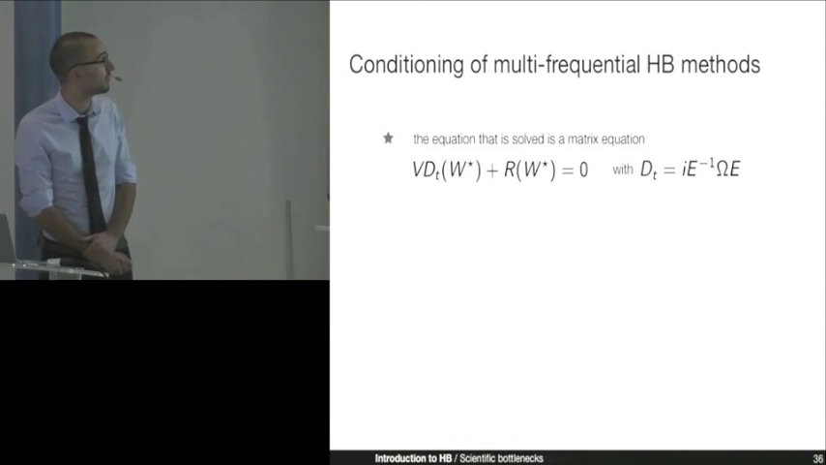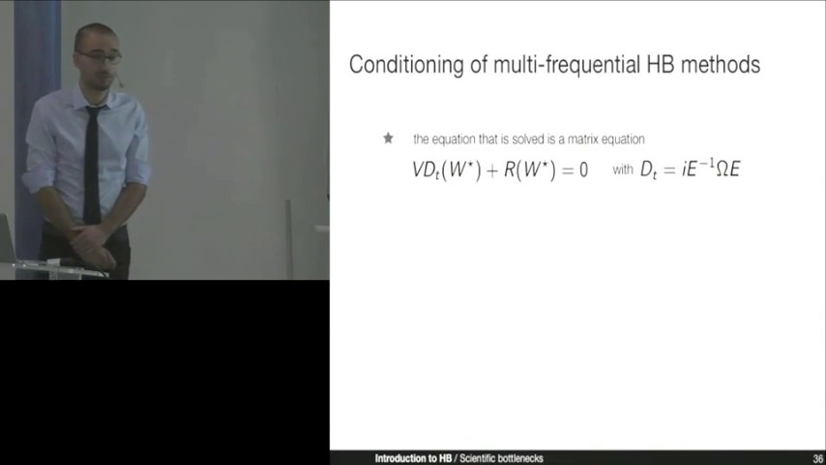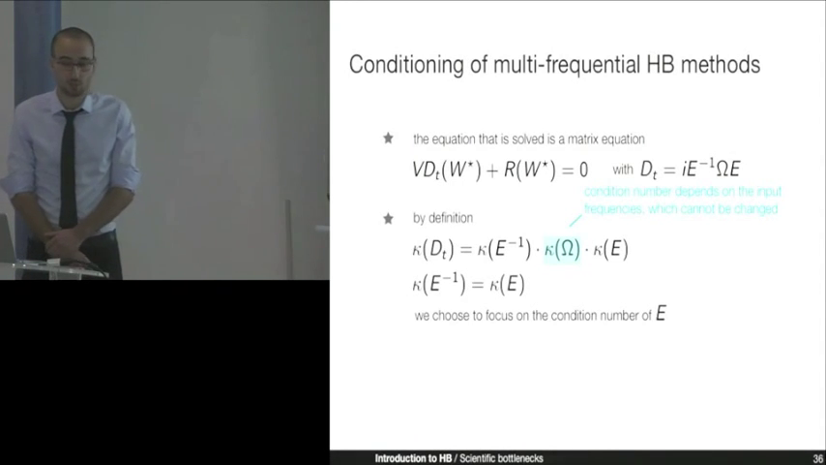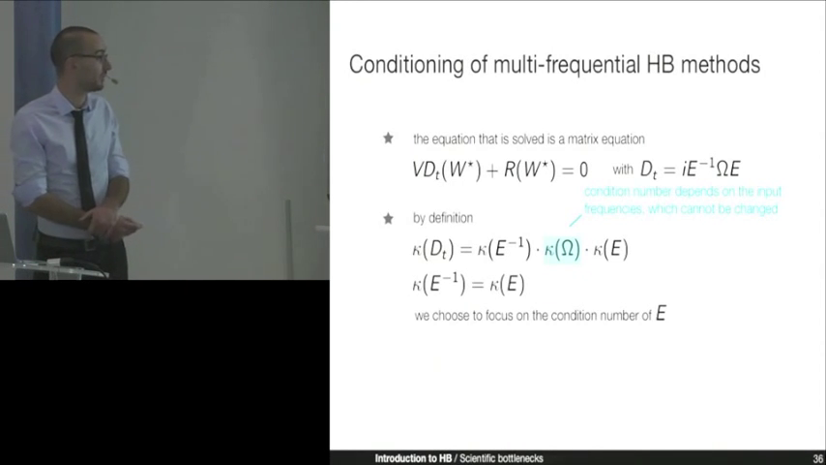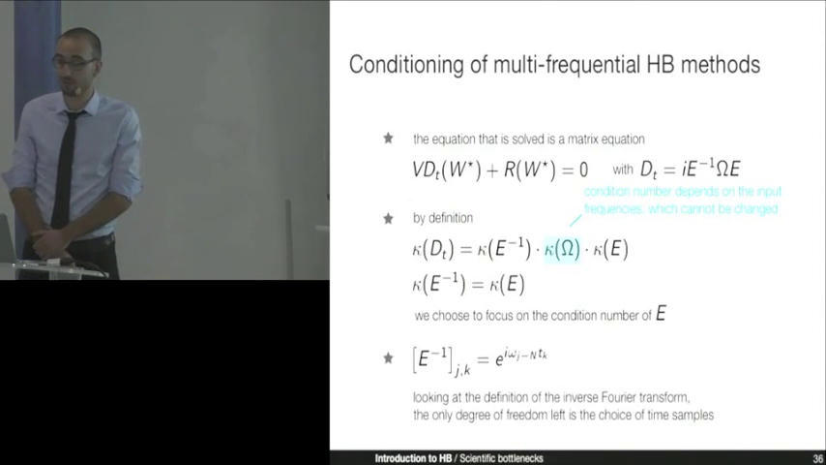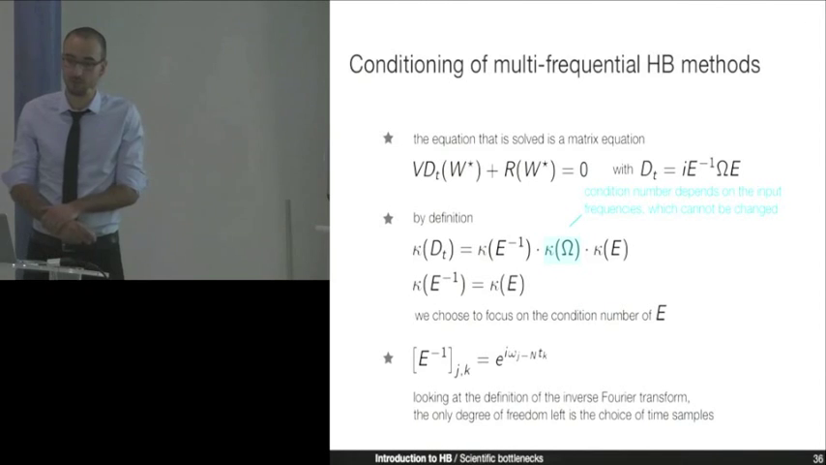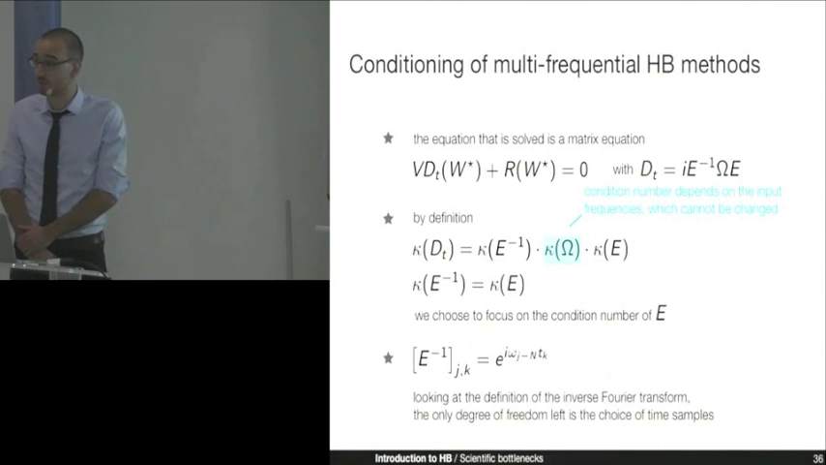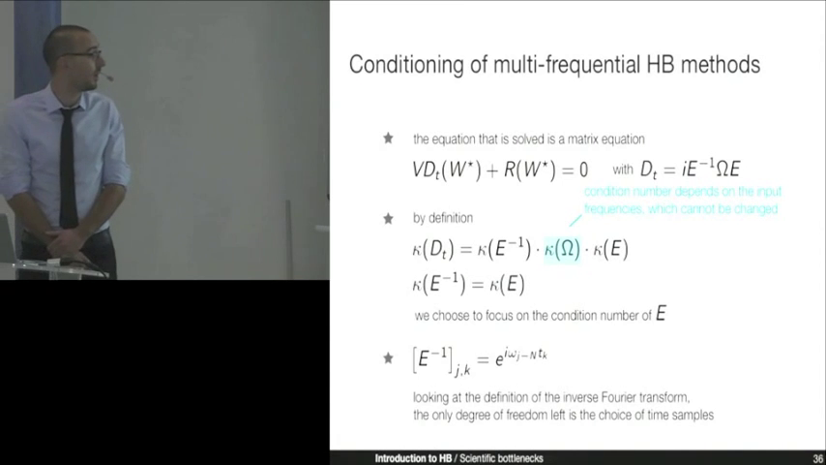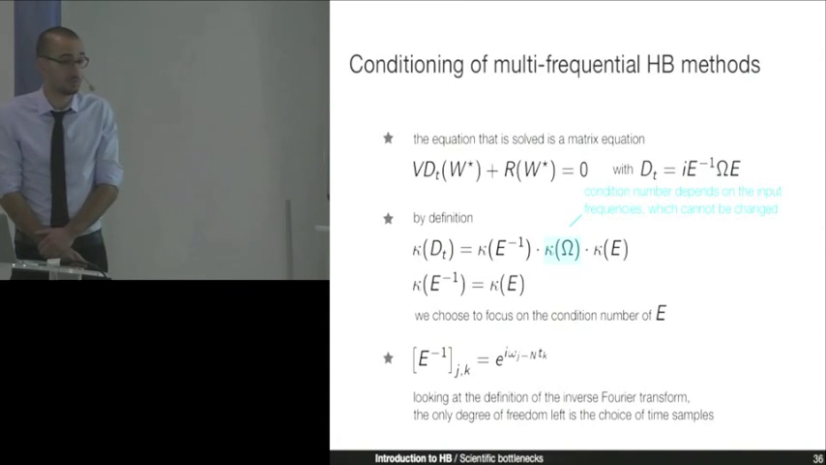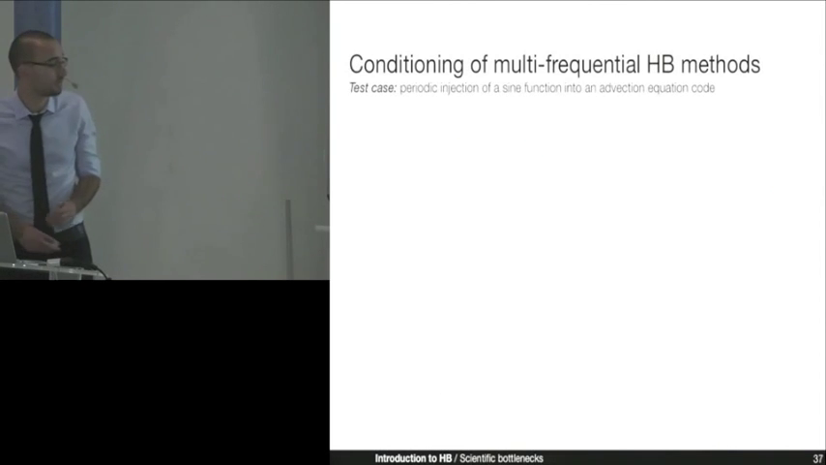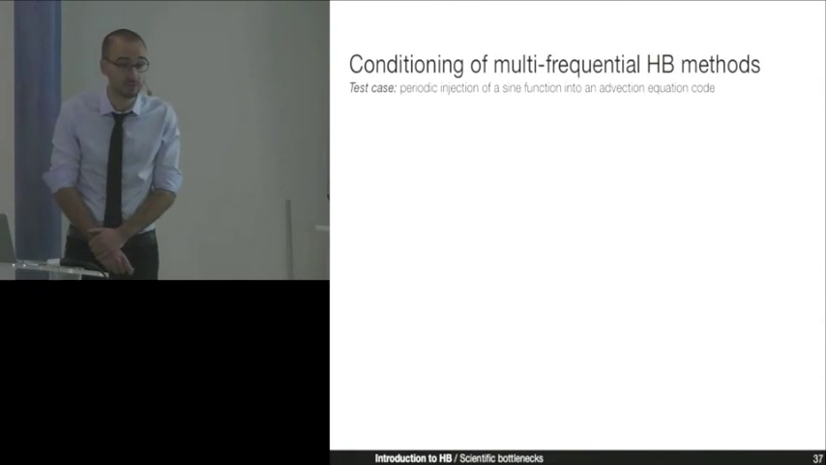In our problem, we solve the matrix equation, so the condition number of the source term will be problematic. And we choose to focus only on the condition number of E. Looking at the expression of the matrix, you can see that there are two variables, the frequencies and the time samples. As the frequencies are inputs of the problem, the only degree of freedom left is the choice of time samples.